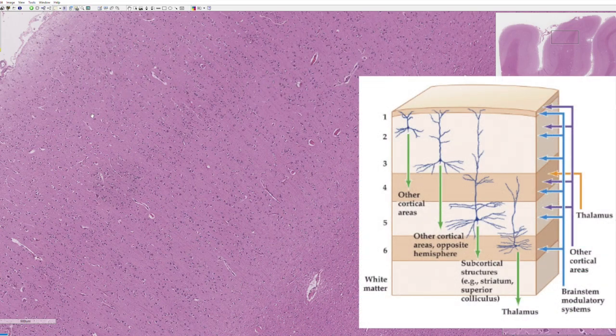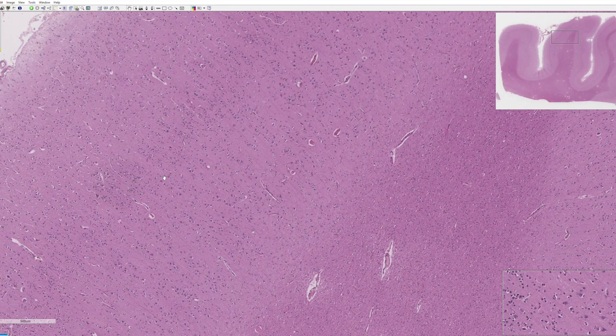Layer 3, the pyramidal layers of layer 3, send information to other brain regions, whereas layer 5 sends information to the basal ganglia and down the spinal cord to regulate voluntary movement. So that's really the beautiful organization of the cerebral cortex.